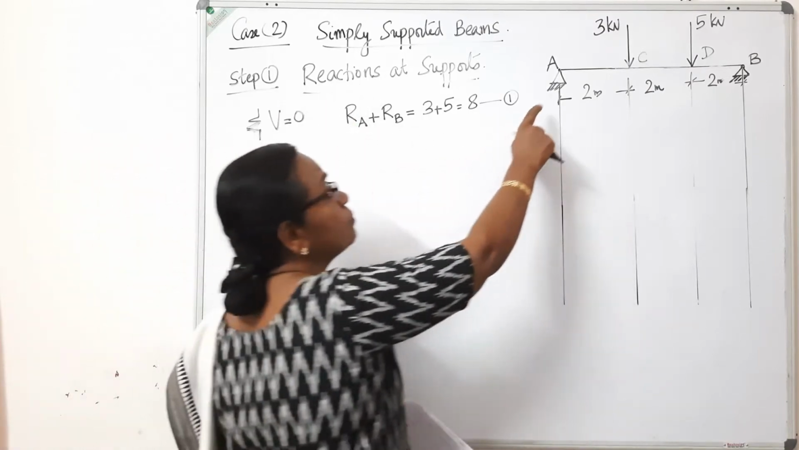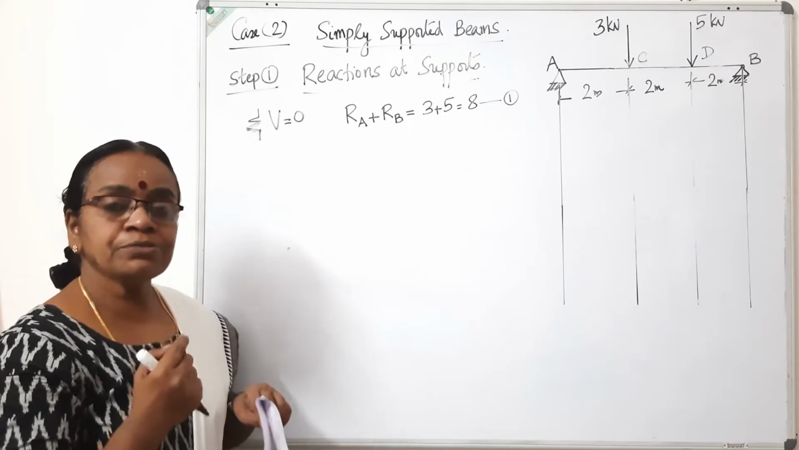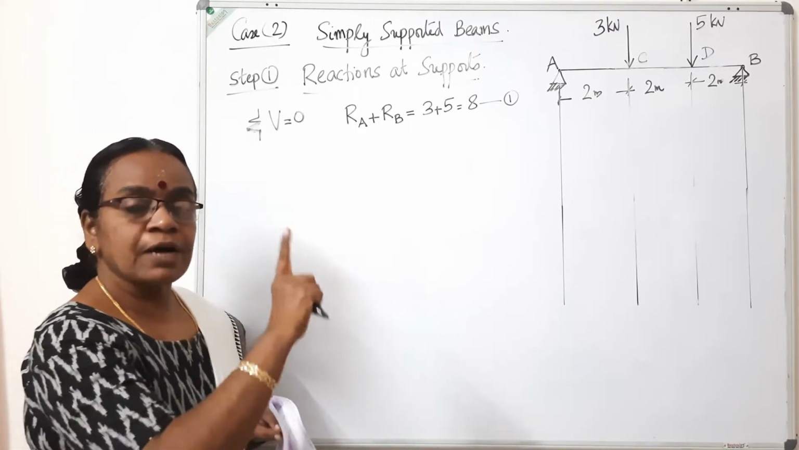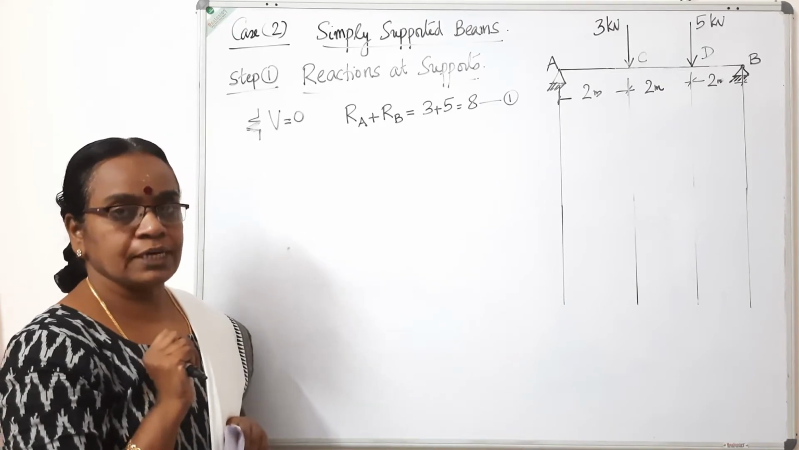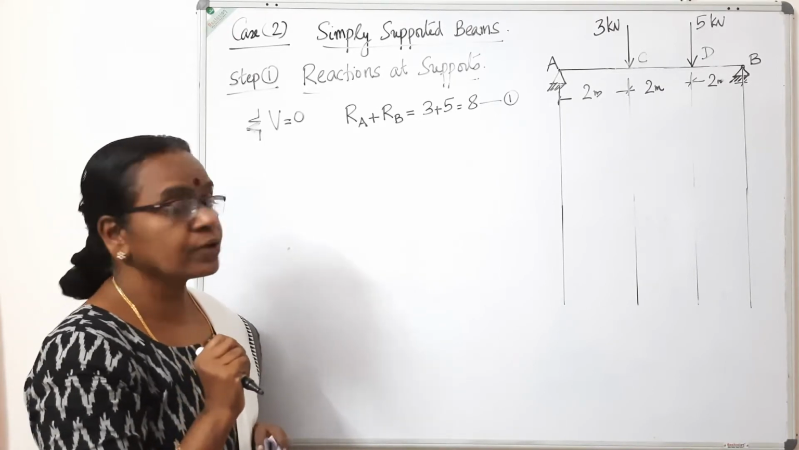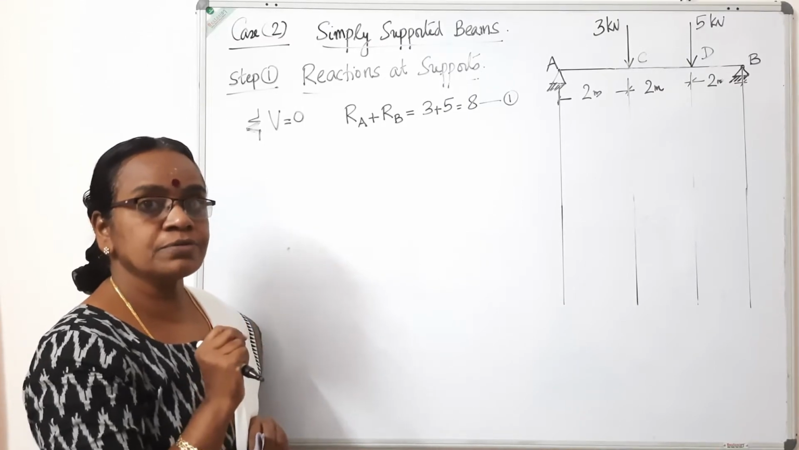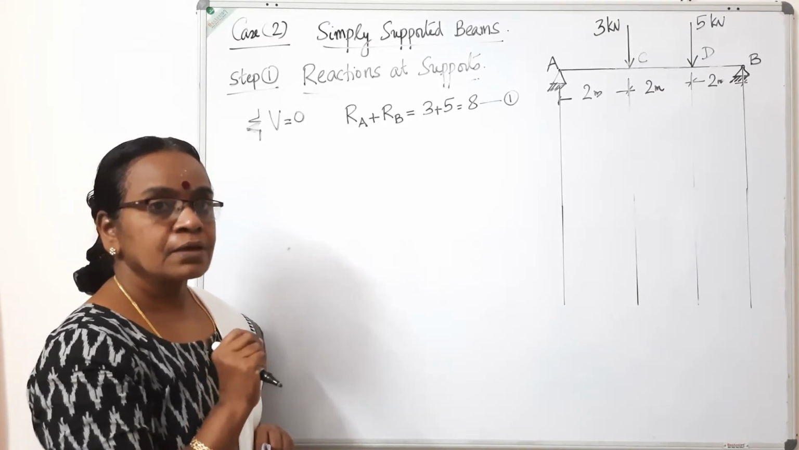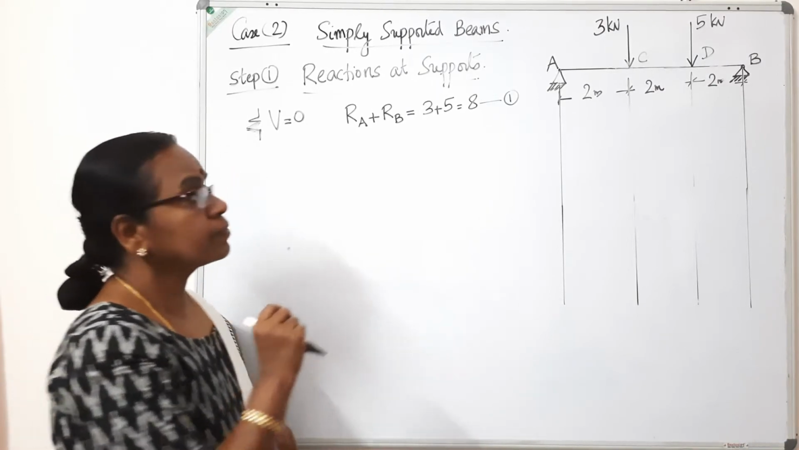A simply supported beam will have two simple supports at A and B. You have to start with the first step, find the support reactions. Without that, we cannot do the analysis. So how to find the support reactions? You have studied in your engineering mechanics classes. Go through the videos, discussed there. Now, I will explain it once again to make it easy.